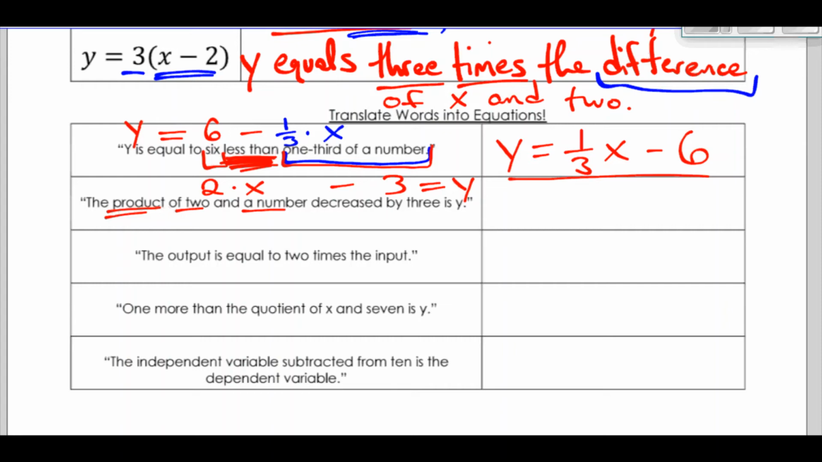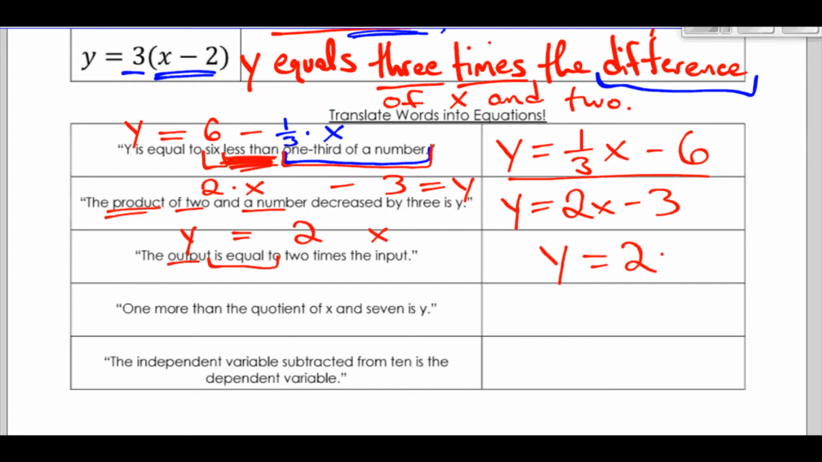We can write in what we're going to see as slope-intercept form, where you see the y first, the y equals, and then the expression for it. That's 2x minus 3. Next it says the output, the y, is equal to 2 times the input, 2 times our x. That one's simple, y equals 2x.